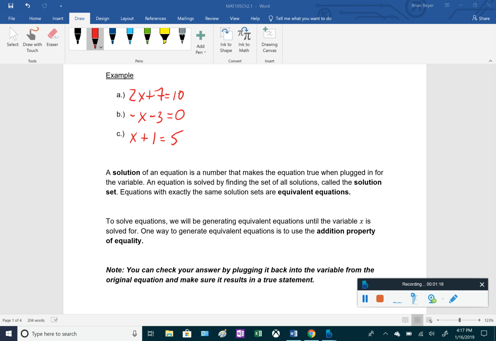The first way we're going to do this is using the addition property of equality. We'll also be using subtraction, so it's kind of the addition and subtraction property of equality. After we solve these equations, we'll check our answer by plugging the solution we found back into the original and making sure that it results in a true statement.